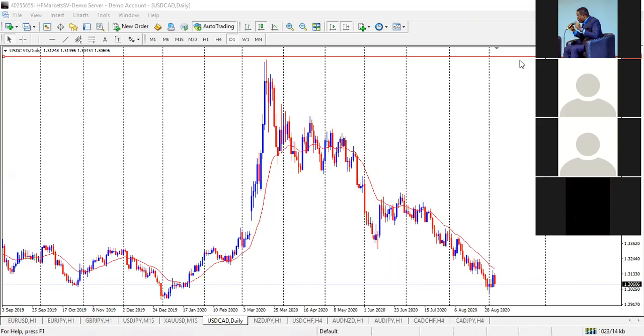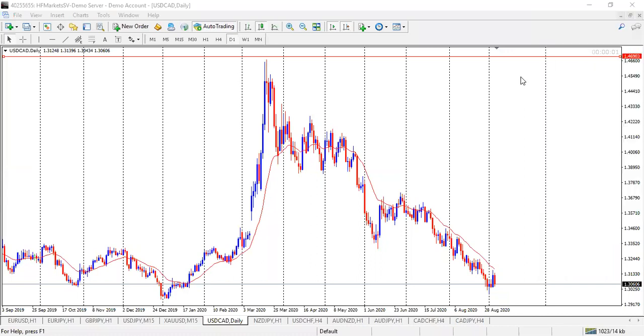So the question is, what is a key level? Let me start from the beginning. So more like I went to the introduction. Let me now start from the beginning. So what is a key level?